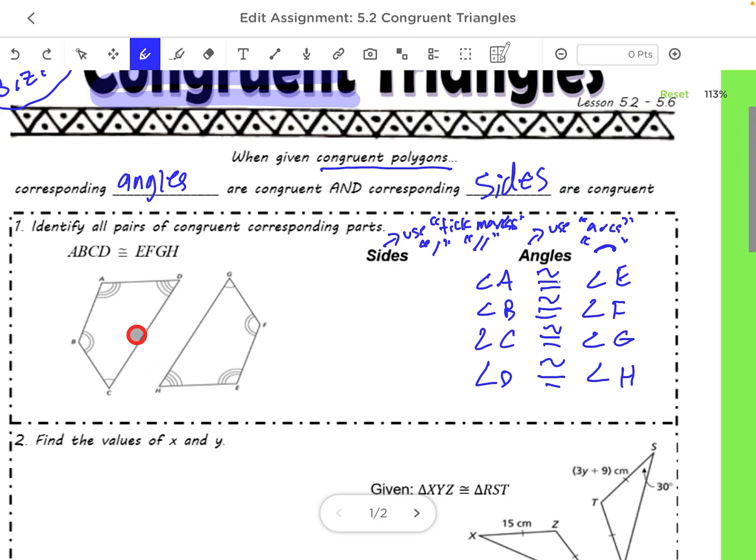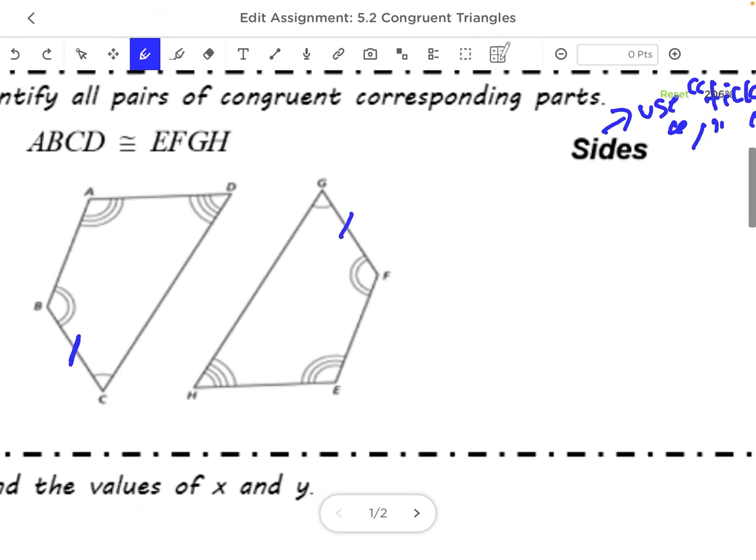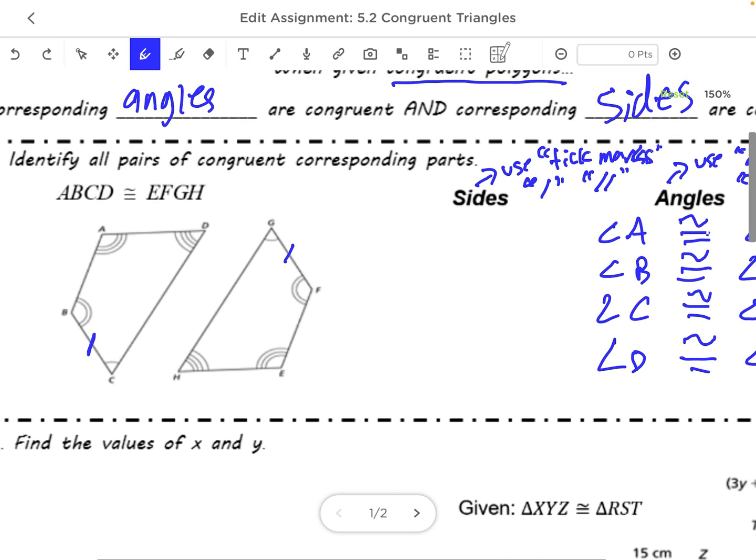Now this one's a little bit trickier, but this is how we do it. Let's start with the one with 1 tick mark. Which one is the same as that? If we move that around, it's going to be right over here. We can also tell because this is 1 hash mark, this is 2, so between the 1 and the 2 is that. That's another way we can confirm. So this side, BC, is congruent with side FG.